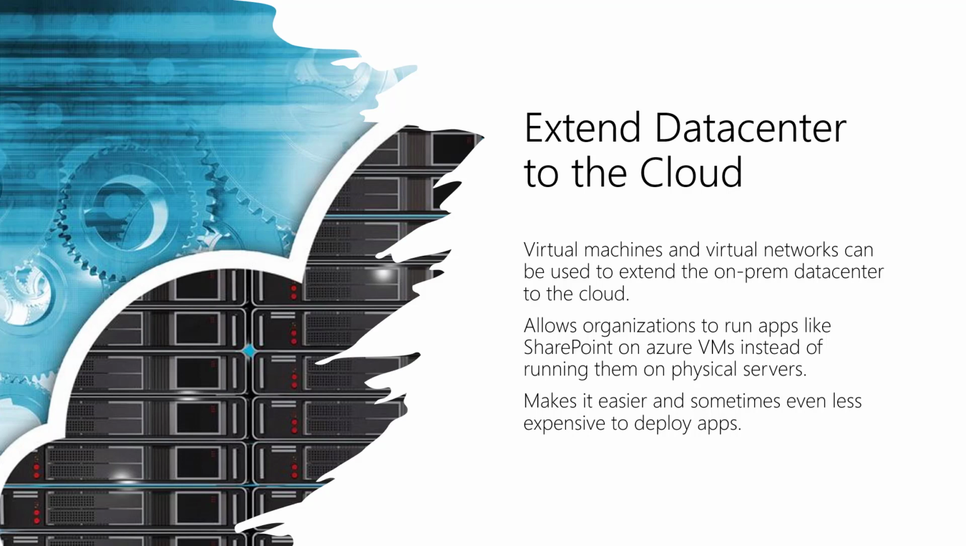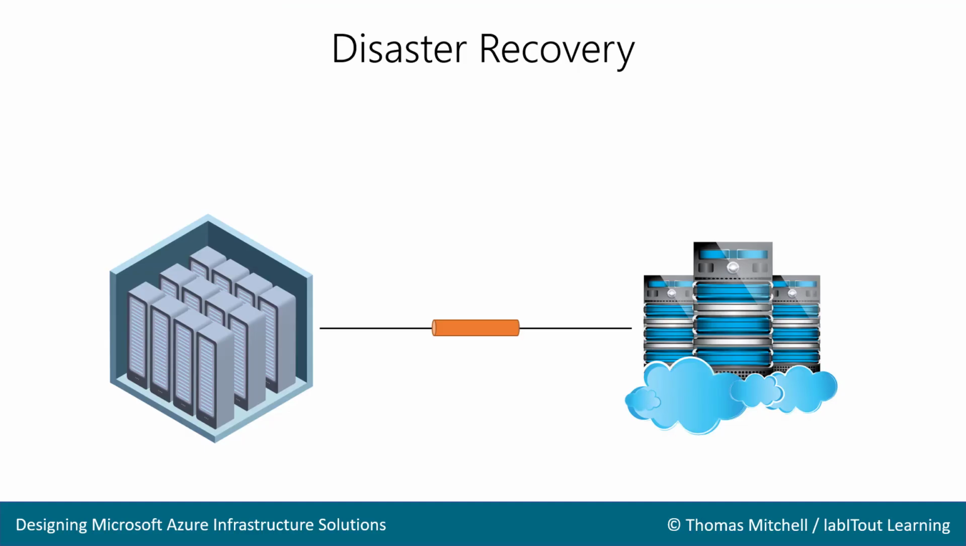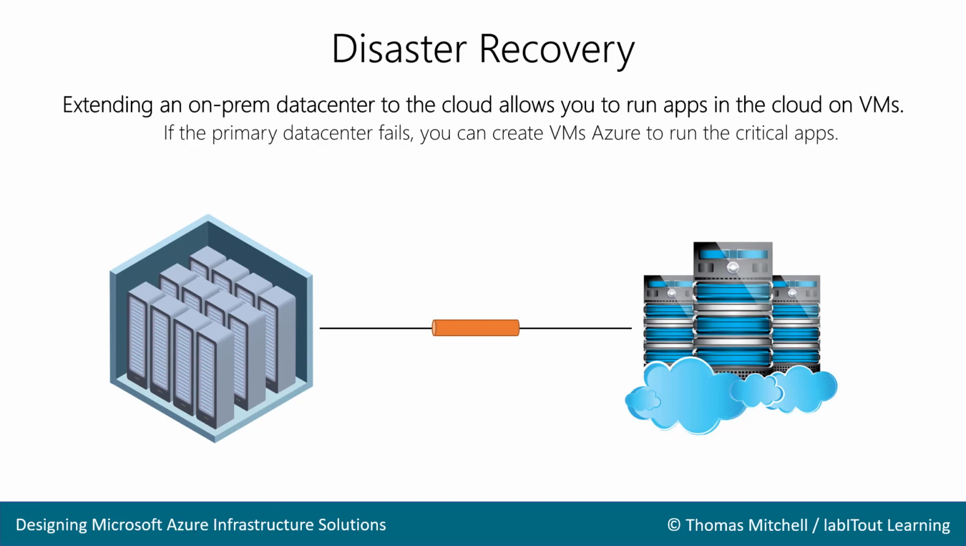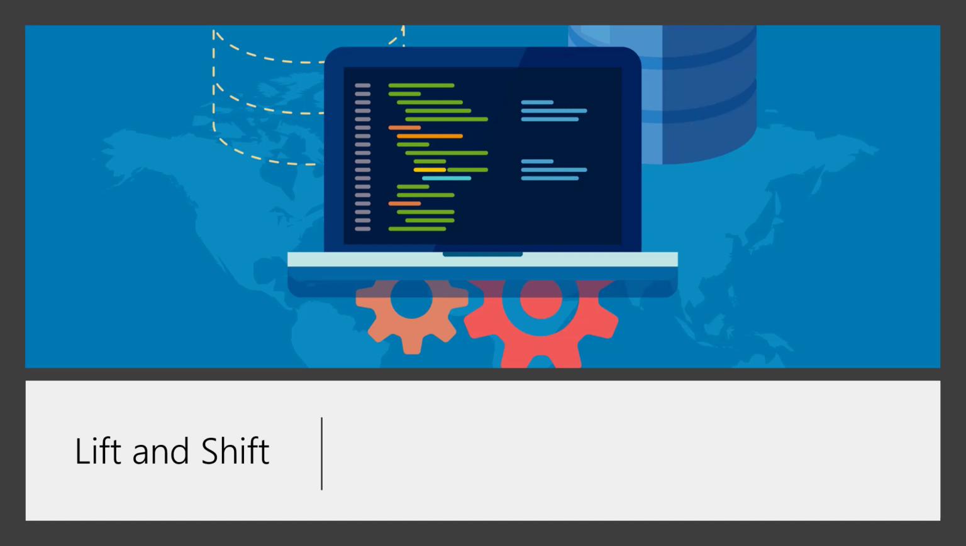Now, of course, we also have disaster recovery. By extending an on-prem data center to the cloud, you can run certain types of apps in the cloud on VMs. If the primary data center fails, you can create VMs in Azure to run your critical apps. Once the primary data center comes back up, those VMs can be shut down. Think Azure Site Recovery.